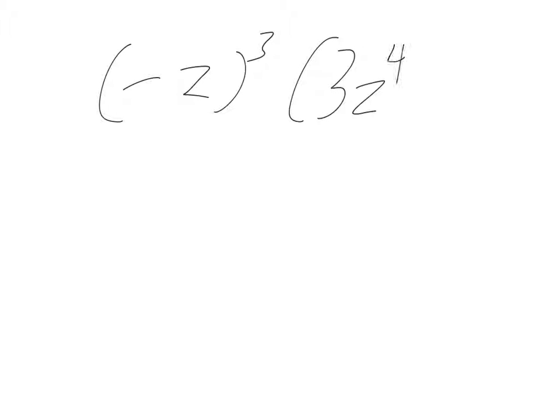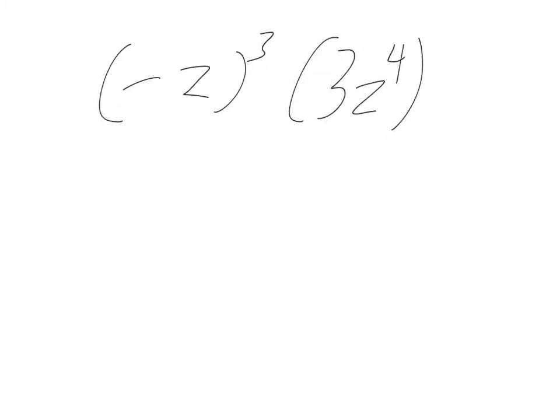Now, we are going to do a problem from P.2, 32A. And for this problem, it is a simplify the expression where we have negative z to the third, or cubed, times 3z to the fourth.